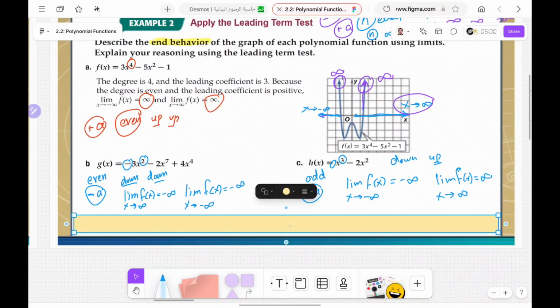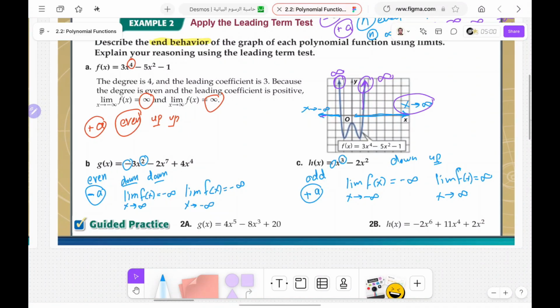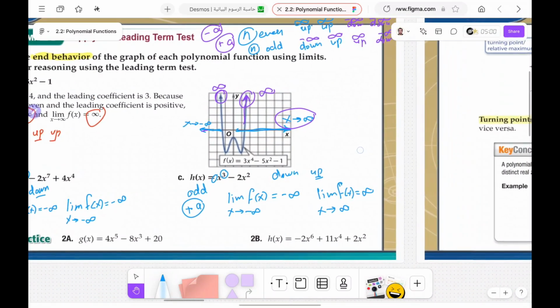Now try to solve this question. I give you here some exercises. Try to solve them. If you need help, please ask me.